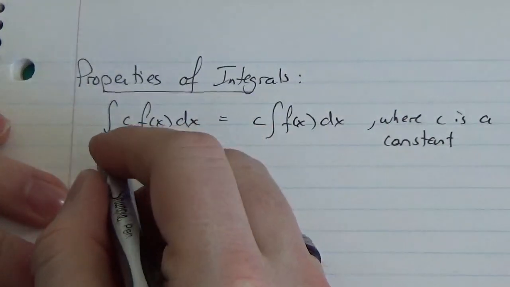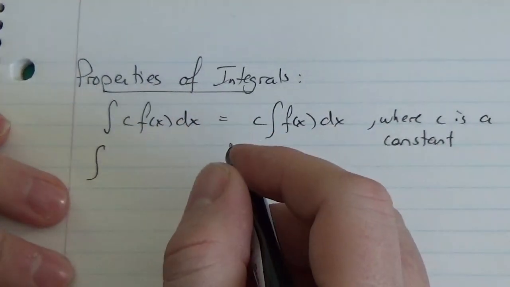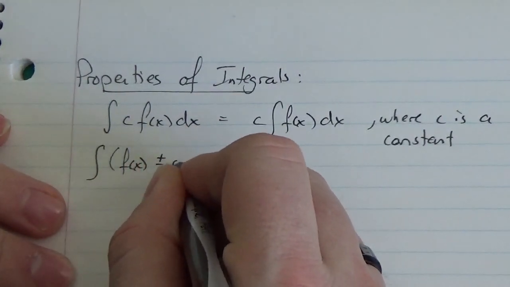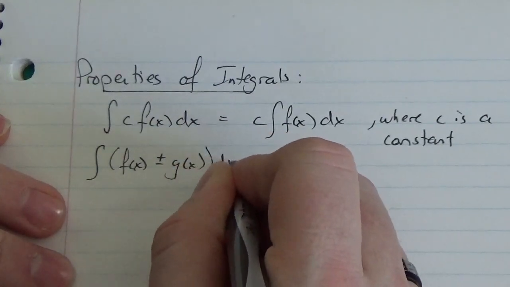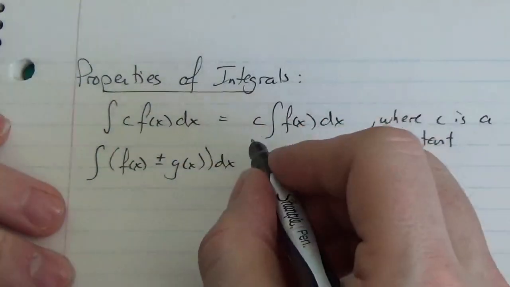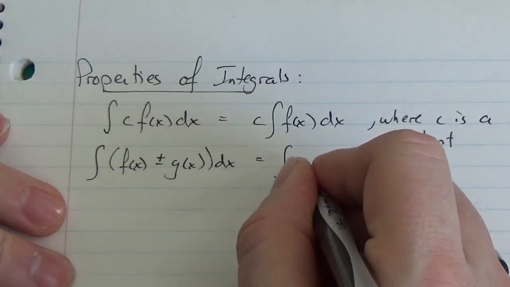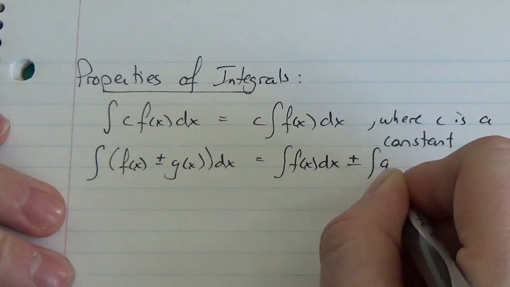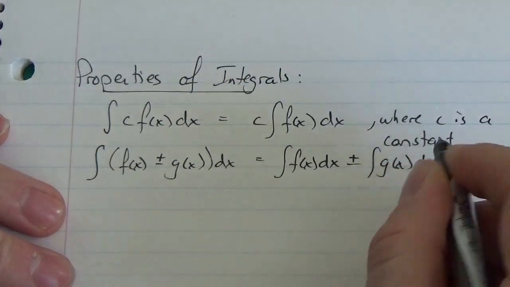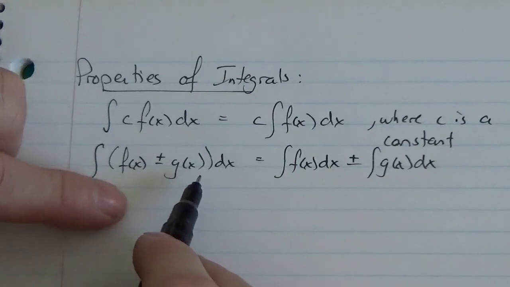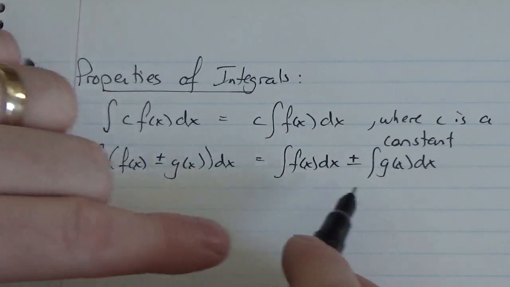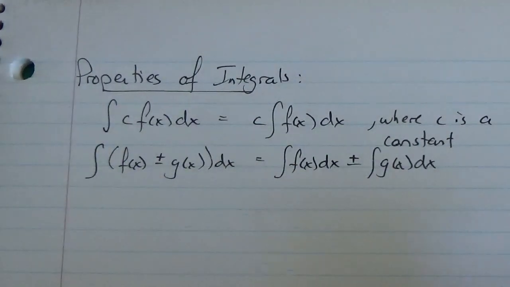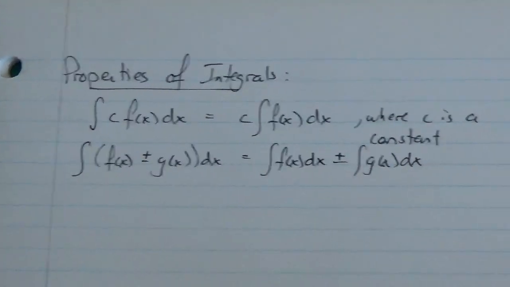Now on top of that, another property, and by this time you've very likely already figured this one out. If you've got two functions being combined together by addition or subtraction, then what you can do is split this up and take their integrals separately. So the integration of a sum or a difference is really the same as the sum or difference of the integrations. And again, based on the examples that we've done, you've probably already pieced that together.